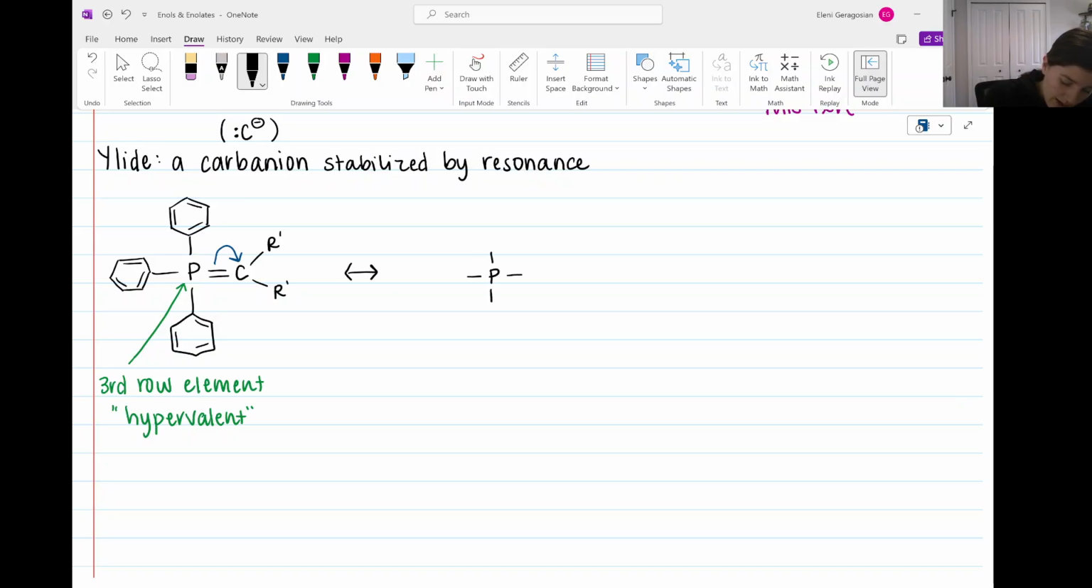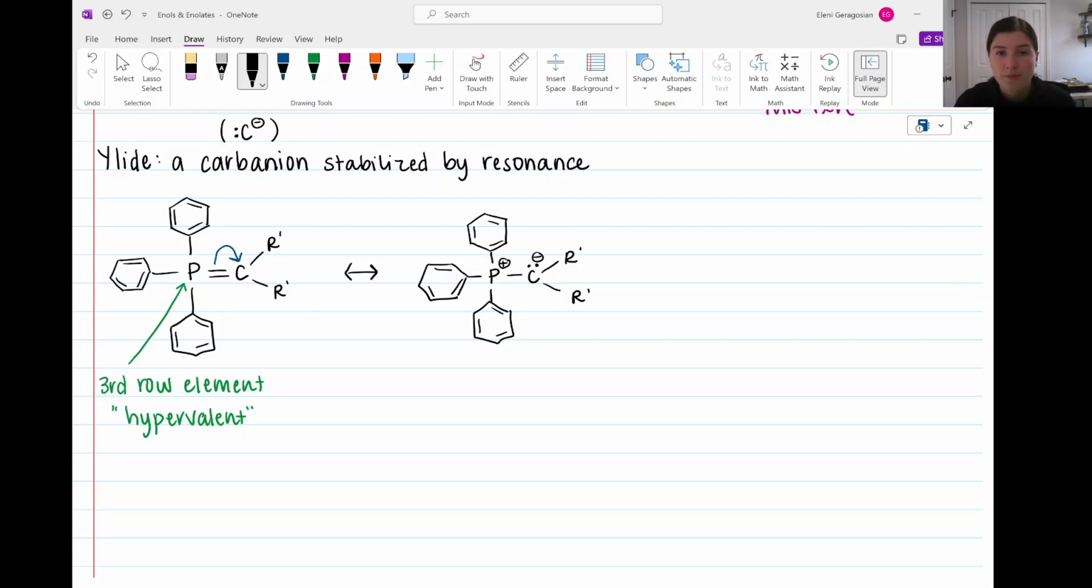So phosphorus will have 4 single bonds. 3 of them are to phenyl rings. And then the last one's to the carbon. The carbon has its 2 single bonds to R groups. It has a lone pair of electrons and a negative charge. And the phosphorus has a positive charge.